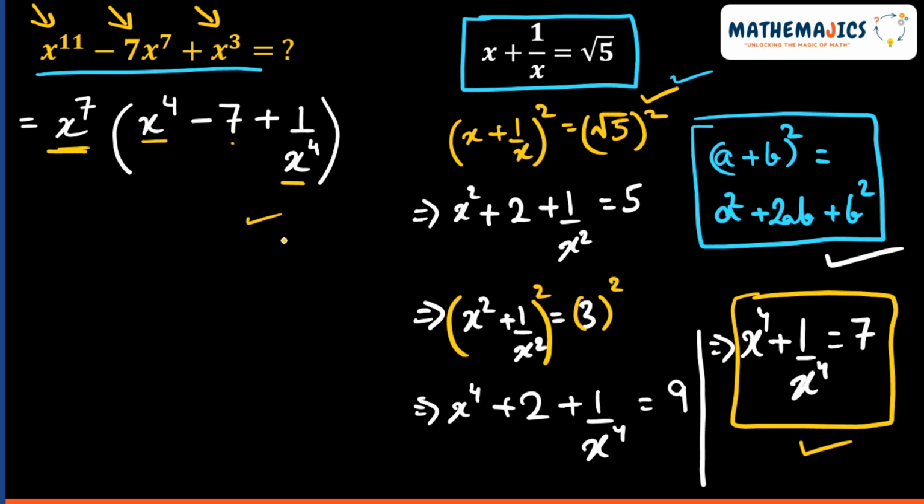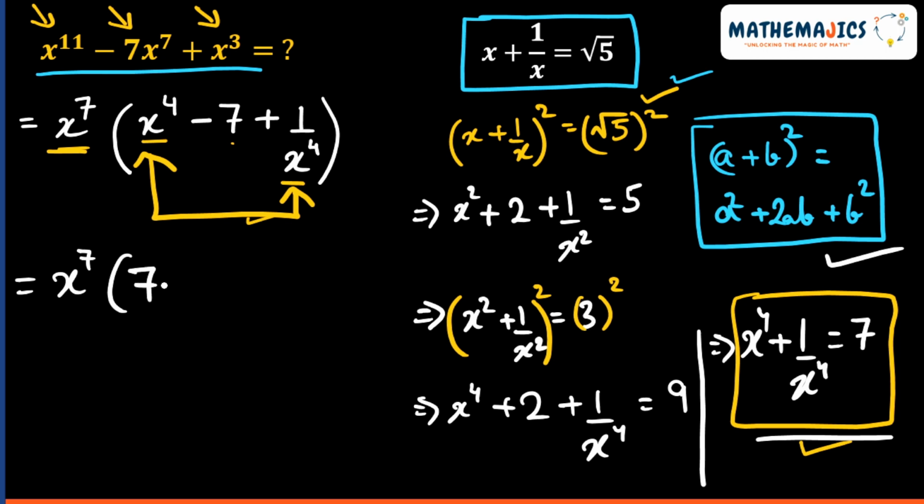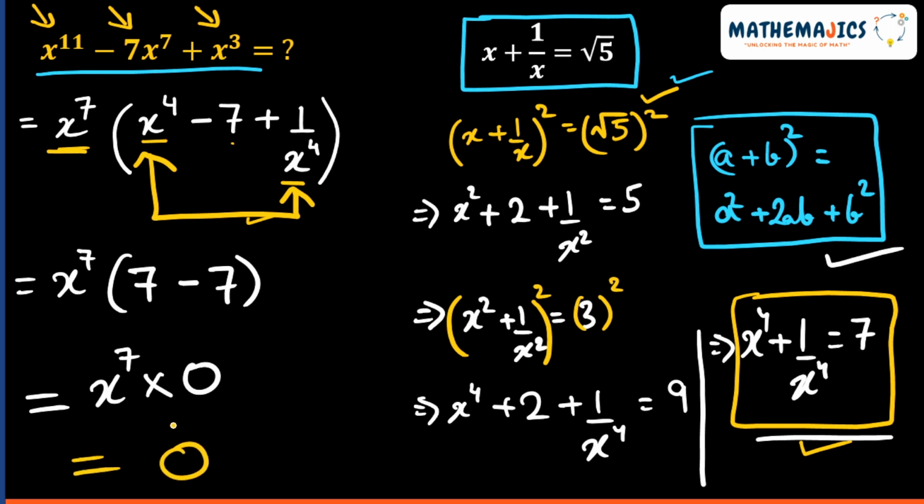So where will we be using this? We will be using this here. Please see x raised to power 4 plus 1 by x raised to power 4. What will we get in the next step? x raised to power 7 times x raised to power 4 plus 1 by x raised to power 4, which is 7. So we will get 7 minus 7. So our final answer will be x raised to power 7 times 0, which will give us 0 as our final answer. 0 will be our final answer for this expression.